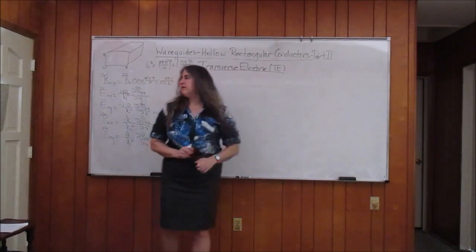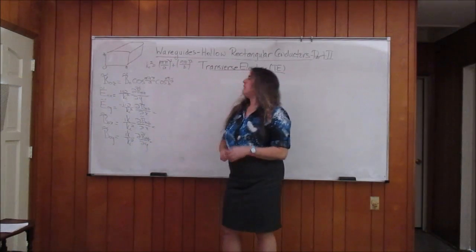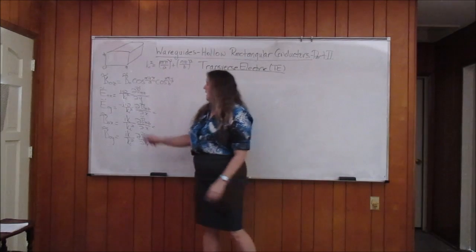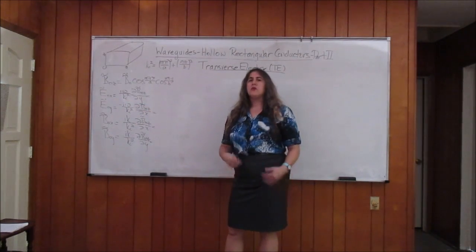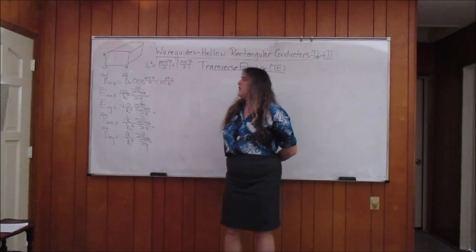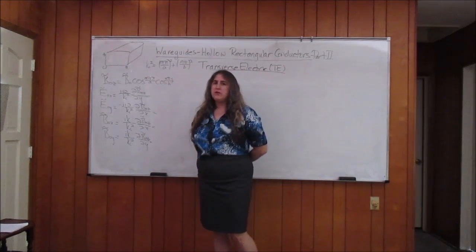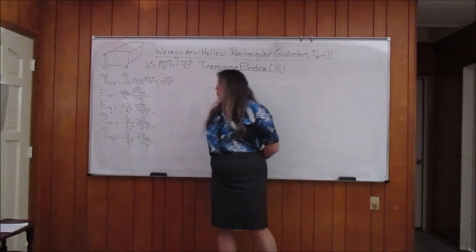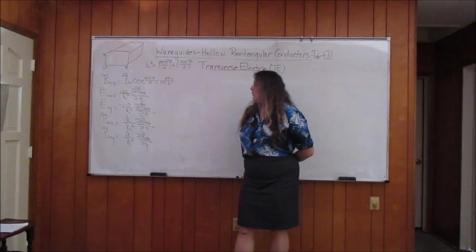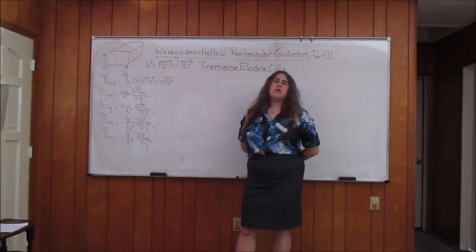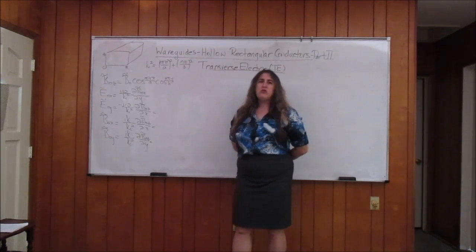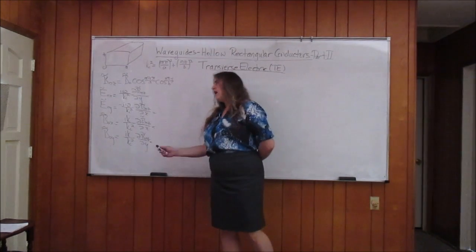Anyway, we derived these relations in the previous lecture, and I'll read them off. The x component of the electric field is equal to i omega over kc squared, partial derivative of the longitudinal component of the magnetic field with respect to y. The y component of the electric field is equal to minus i omega over kc squared, times the partial derivative of the longitudinal component of the magnetic field with respect to x.